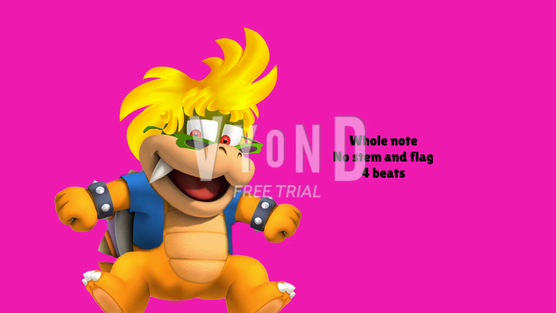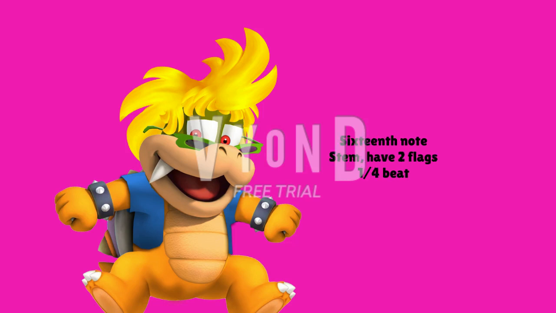The whole note has no stem and no flag. It is equal to 4 beats. The half note has a stem, but no flag. It is equal to 2 beats. The quarter note also has a stem, but no flag. It is equal to 1 beat. The 8th note has a stem and 1 flag. It is equal to half a beat.